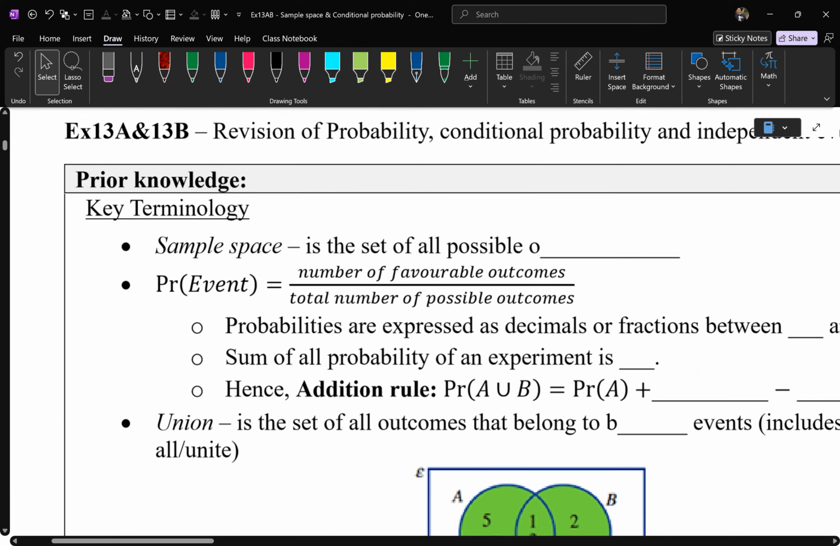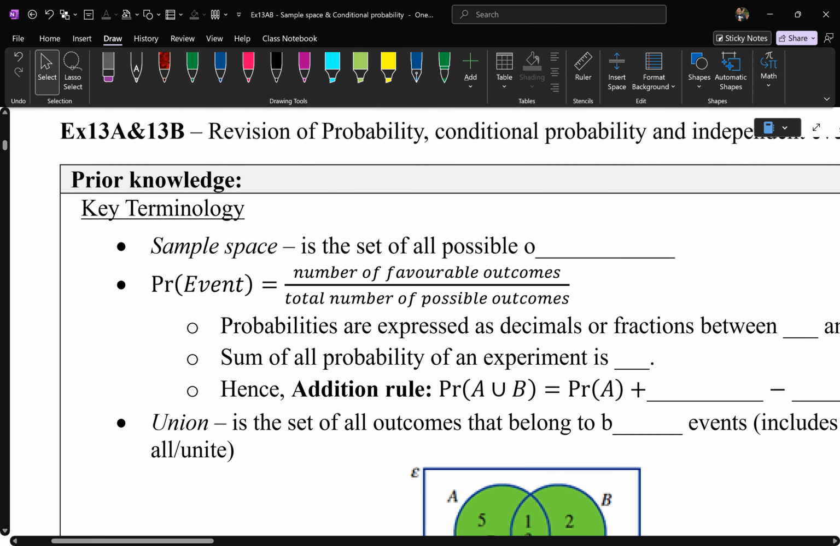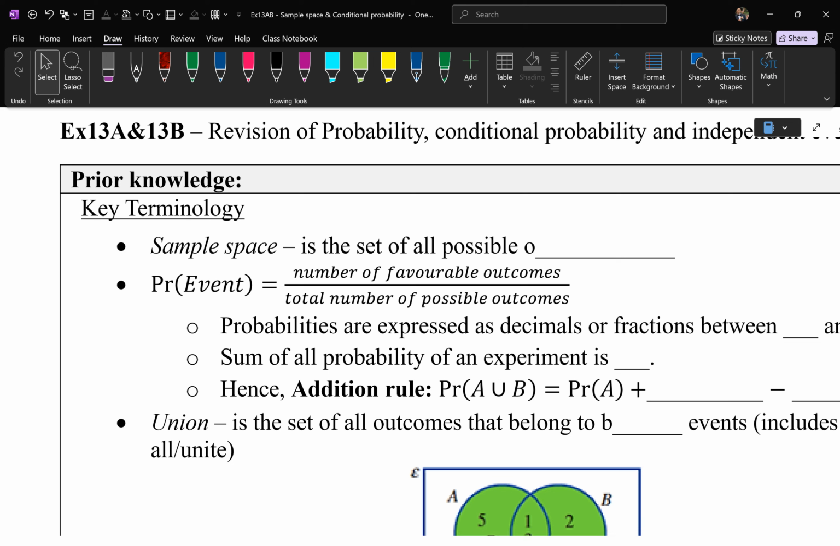Key terminologies. Sample space is the set of all possible what? Let's go, Ryan. What do you think it could be? What's a sample space? Outcomes. Outcomes means like results. Okay, so for example, if you roll a dice, all the possible outcomes are 1, 2, 3, 4, 5, 6.